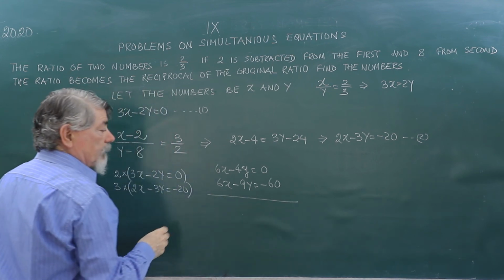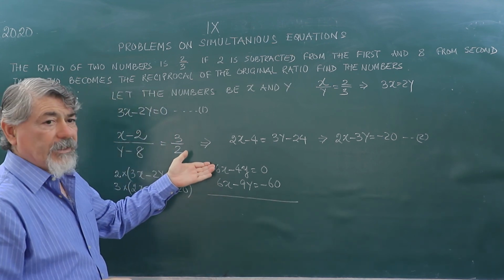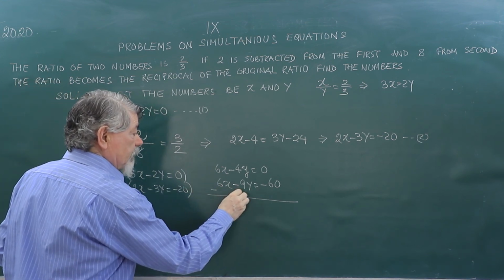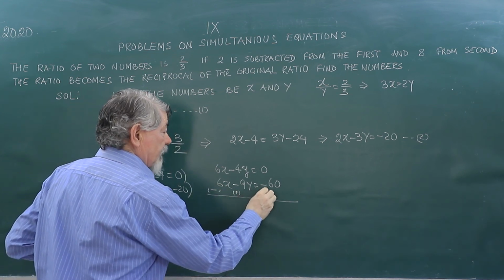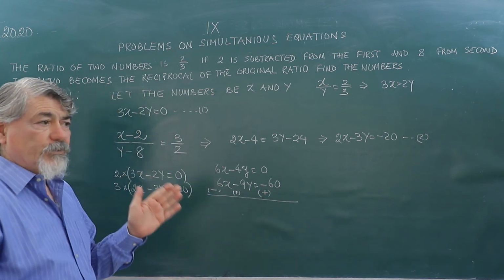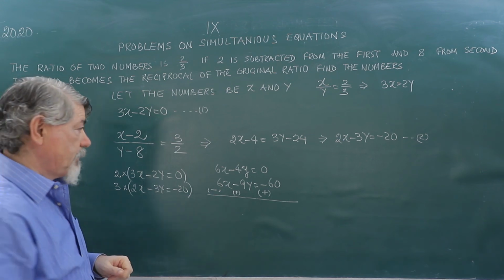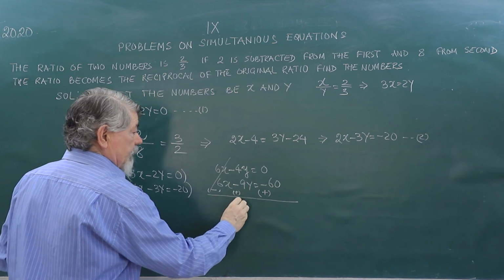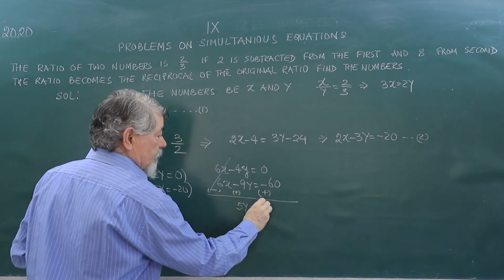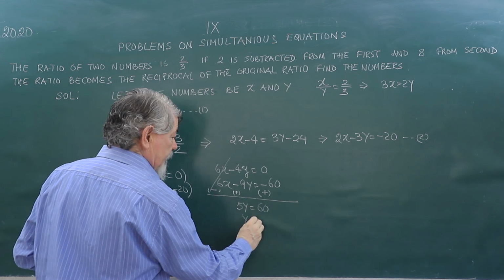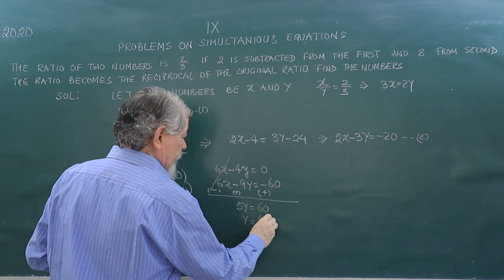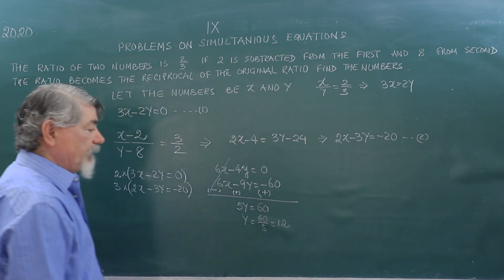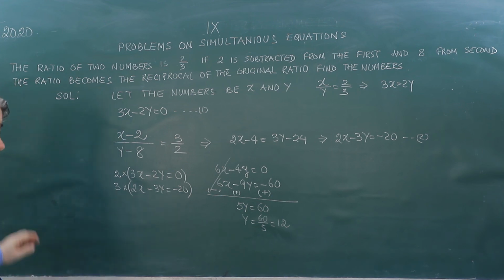Now we subtract, because we have to eliminate the x term and both x terms have a positive sign. When we subtract one equation from another, we change the signs. 6x cancels. Minus 4y plus 9y is 5y, which is equal to 60. So y will be 60 upon 5, which is 12. We've got the value of y as 12.